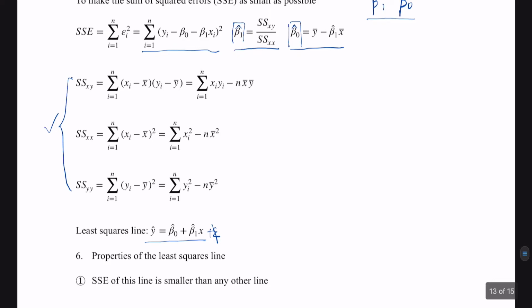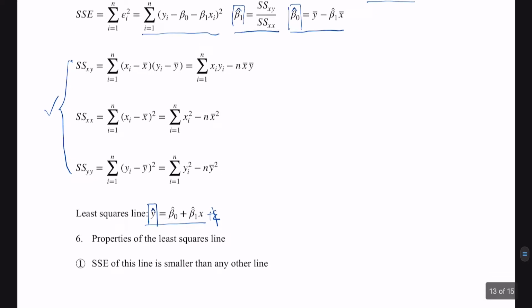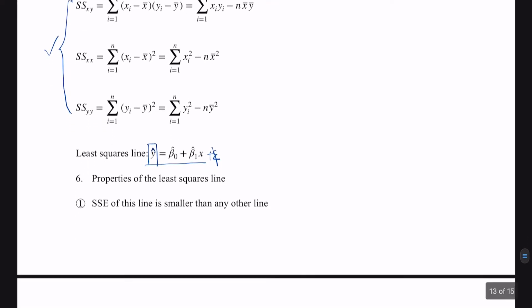And also, when we are getting the y value, we are getting y with a hat in here. It means that it is an estimate. It is not the true value. If we want to get the true value, however, we will definitely incorporate the random part because the true value has the random part. But if we want an estimate of the true value, then we don't incorporate the random part. And there are some properties of the least square line you need to know.